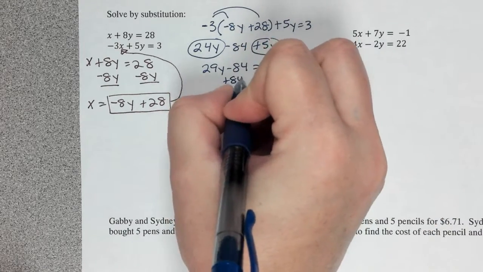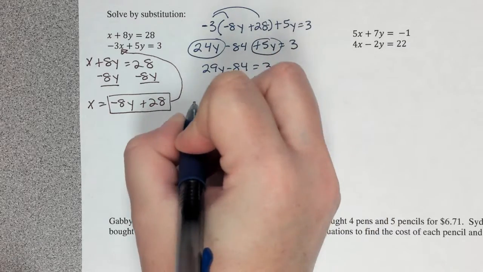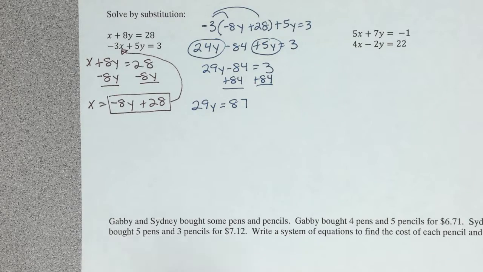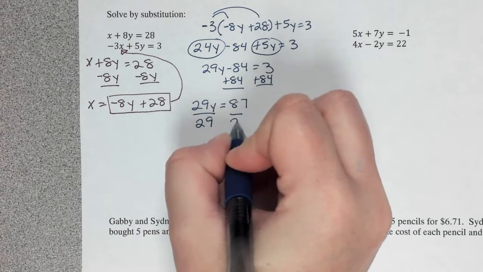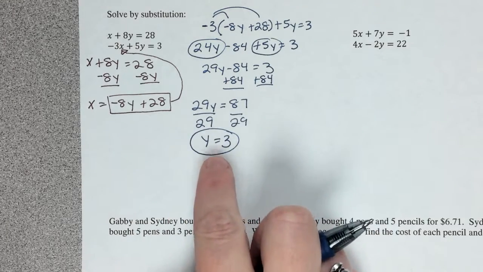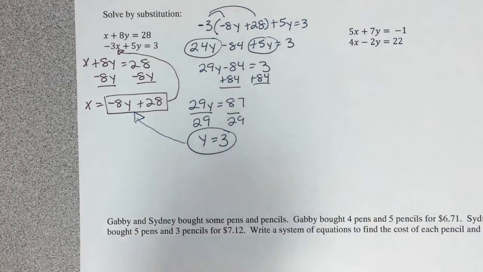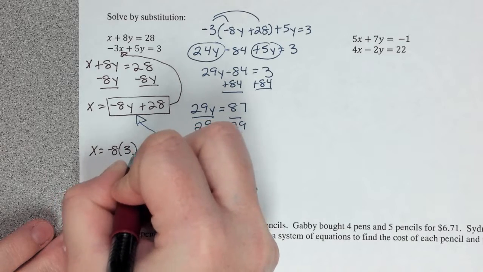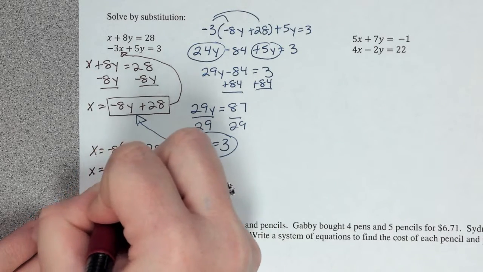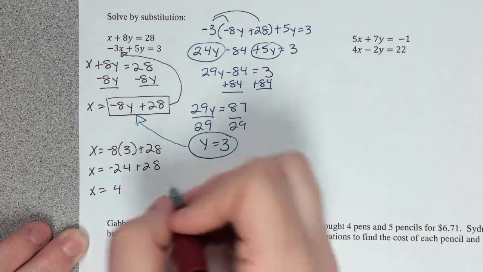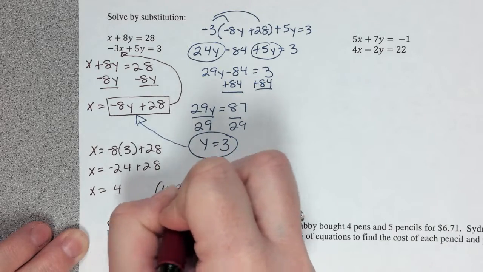I'm going to add 84 to both sides. I get 29y is equal to 87. Well, 87 divided by 29 gives me 3. And now remember, this is Jack. Jack has to go back in the box because I'm not done yet. I have to solve for x. So x equals negative 8 times 3 plus 28, which gives me negative 24 plus 28. X is equal to positive 4. So my final answer becomes 4, 3.